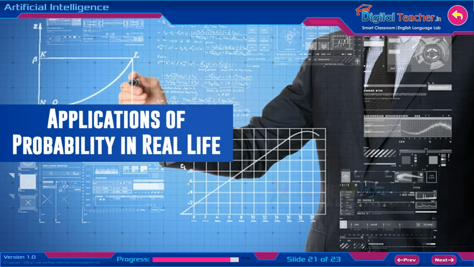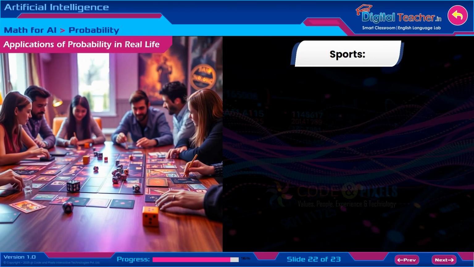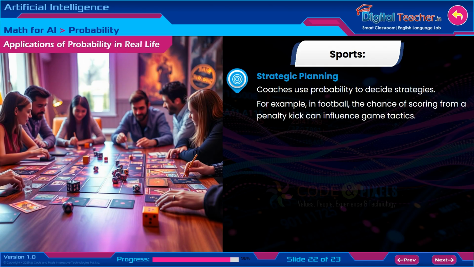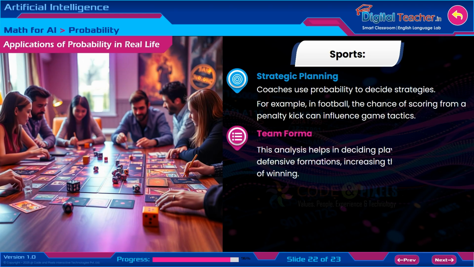Applications of probability in real life. Sports. Coaches use probability to decide strategies. For example, in football, the chance of scoring from a penalty kick can influence game tactics. This analysis helps in deciding player positions and defensive formations, increasing the team's chance of winning.